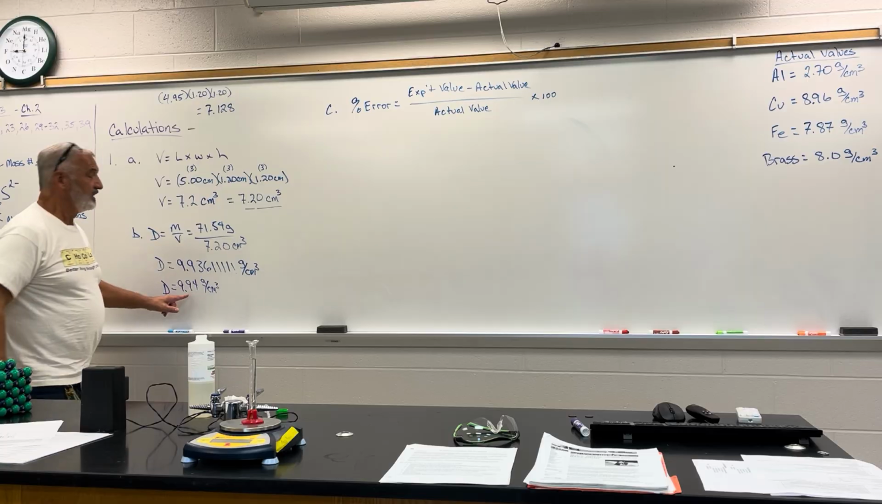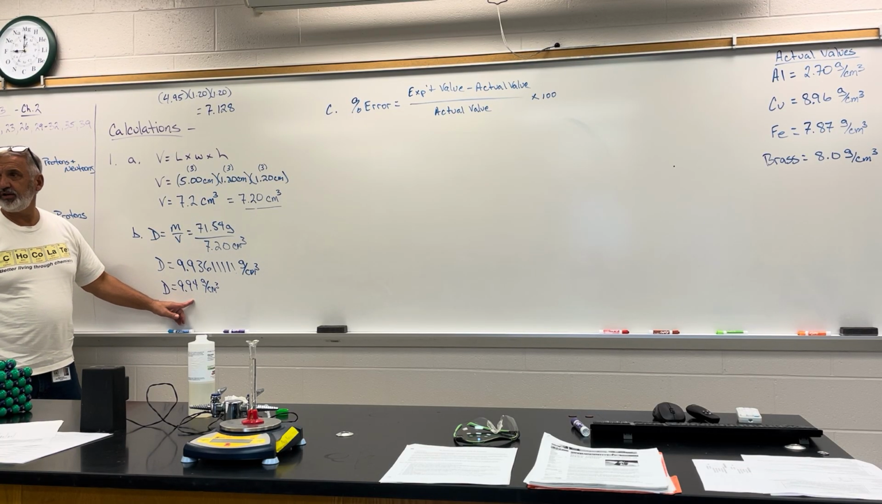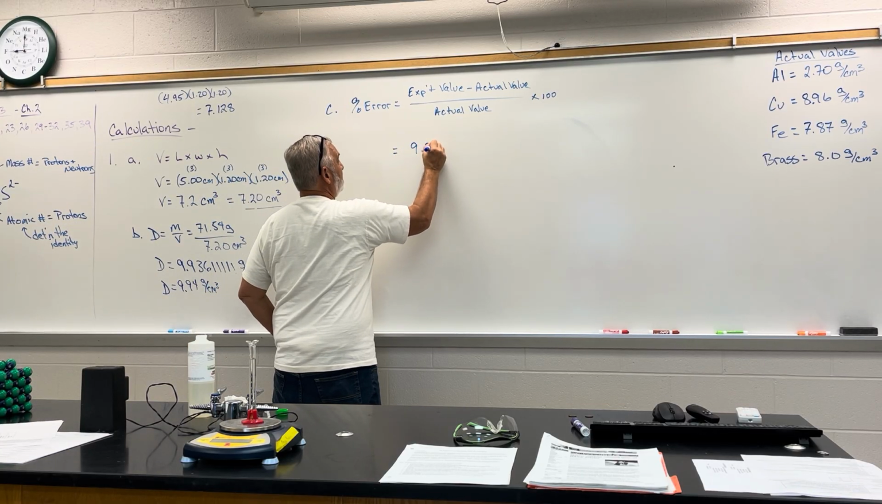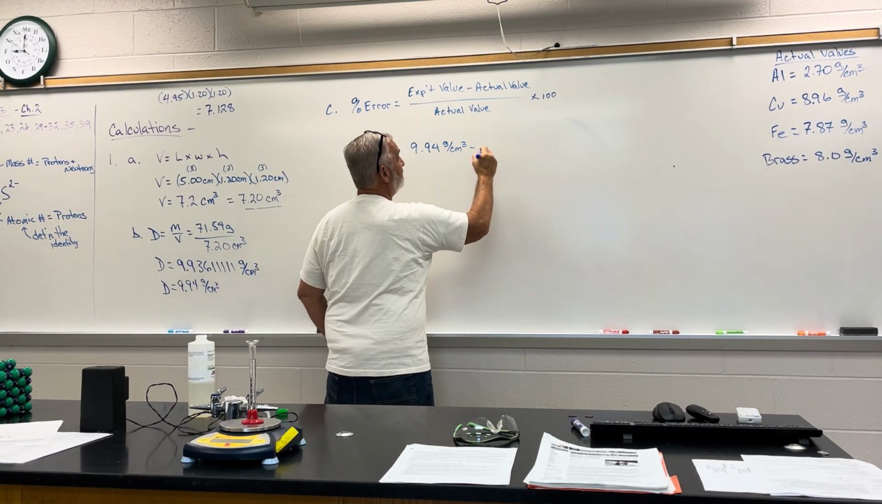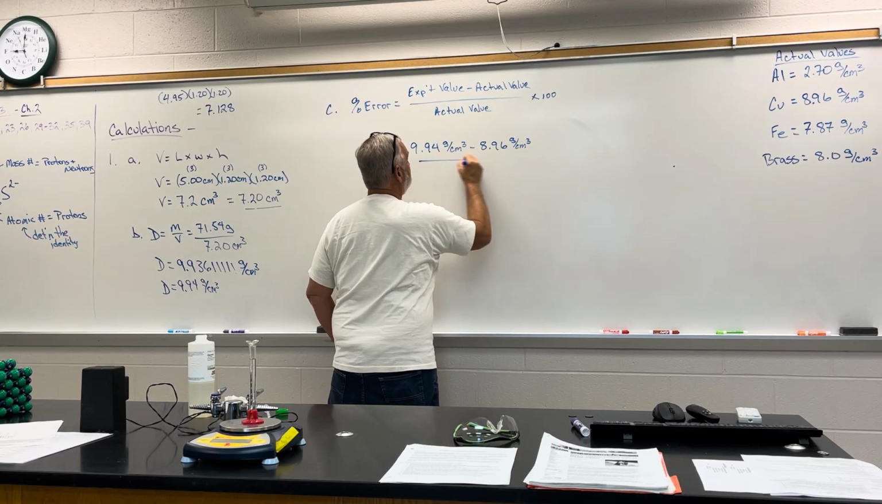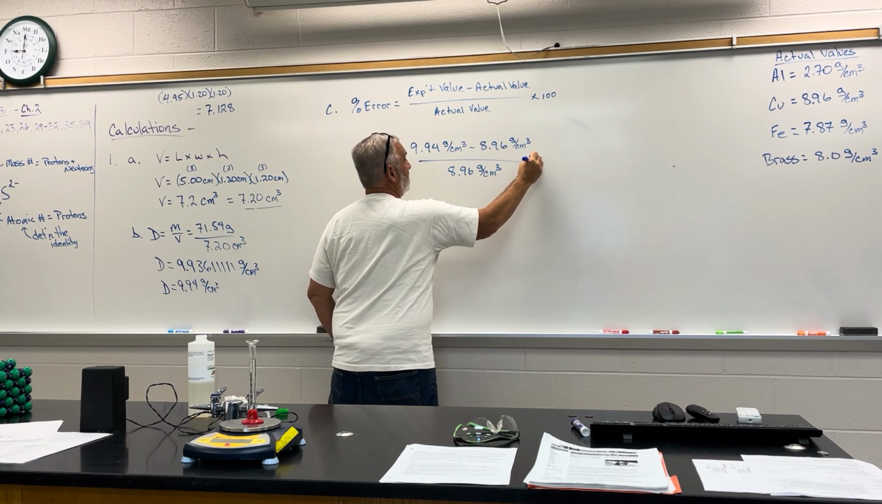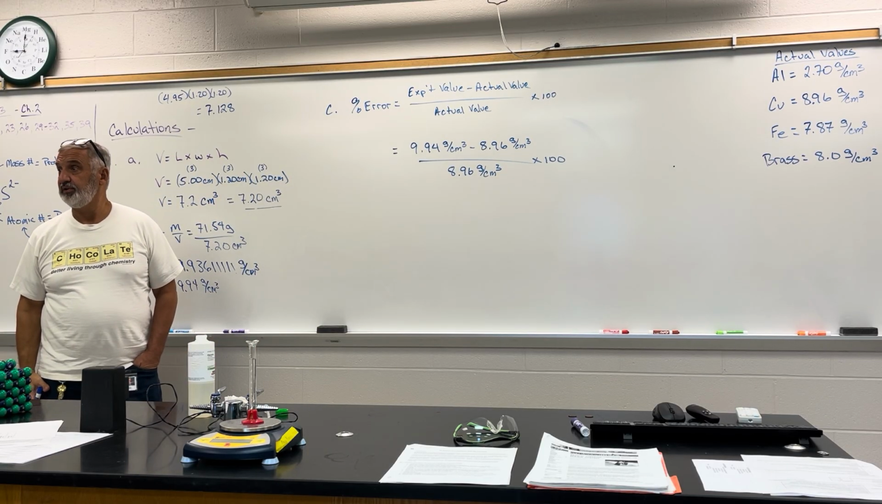So in this case, the experimental value is 9.94. What metal did you have? Copper, I think. Copper, okay? So 9.94 minus the accepted value of 8.96, divided by 8.96, and then times 100. Now again, you're going to be putting in your values, okay?